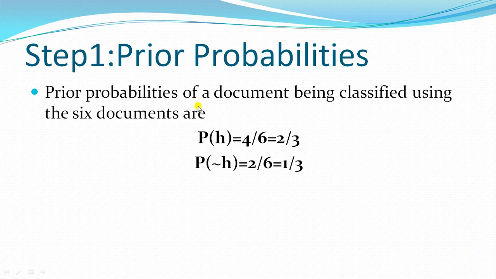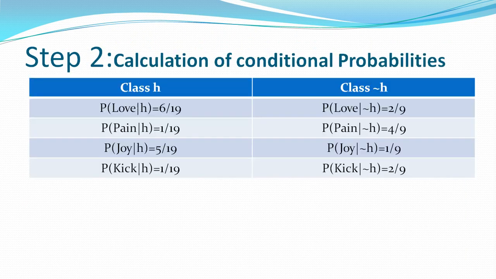Remember we are using probability because the Naïve Bayes technique uses probability based analysis. Let's go to the second step, the calculation of conditional probability. Here I have class H and class negated H. Based on the data available in the problem statement, I should categorize each and every term into frequencies, that is, how many times they occur in that particular class.